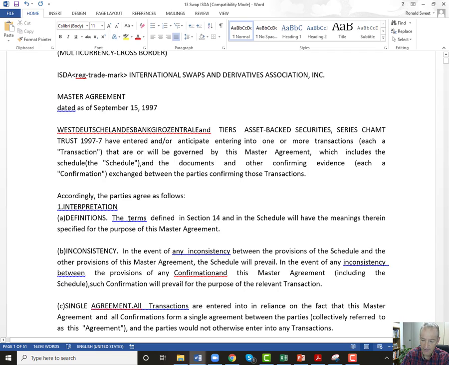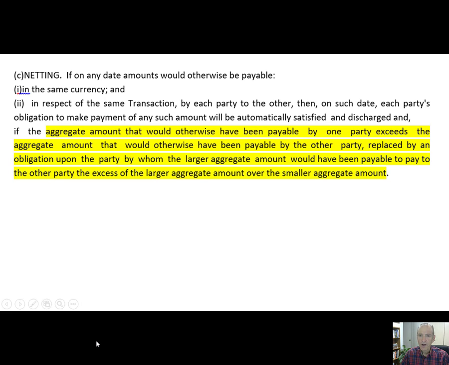And I read it and read it and read it over and over again. Let me show you a little bit of the language. One is on the netting. Now the netting is really, really important, and that's something you're going to have to talk about in your paper. These master netting agreements are really important.